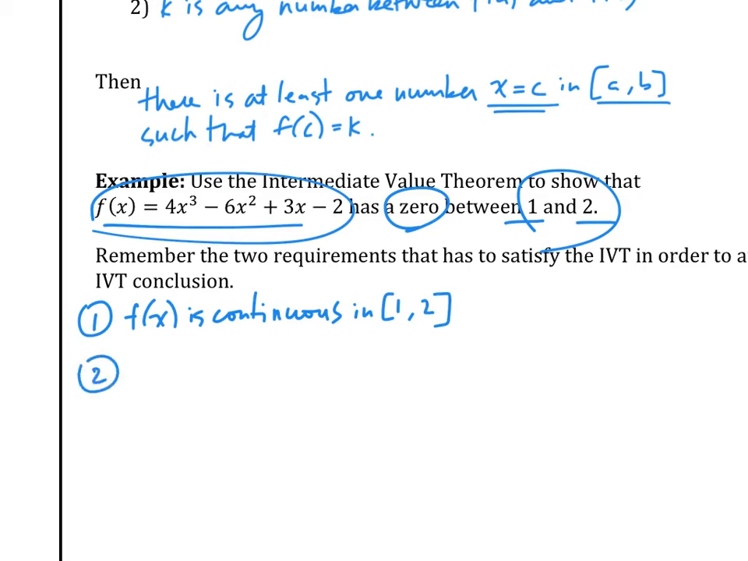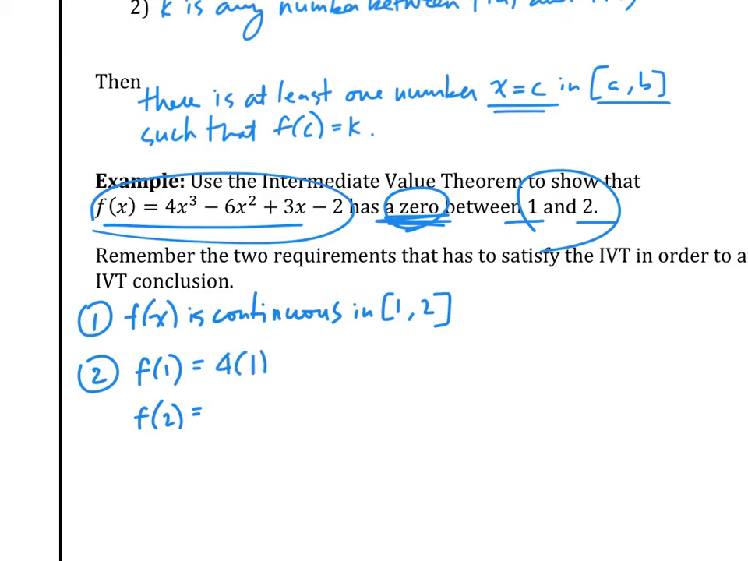The second thing you're going to do is check f of 1 and f of 2. You're checking to see, are they the same value? If they are, then there is no guarantee. And next, you're checking this k value, in this case 0. Is it in between f of 1 and f of 2? All right, so let's check.